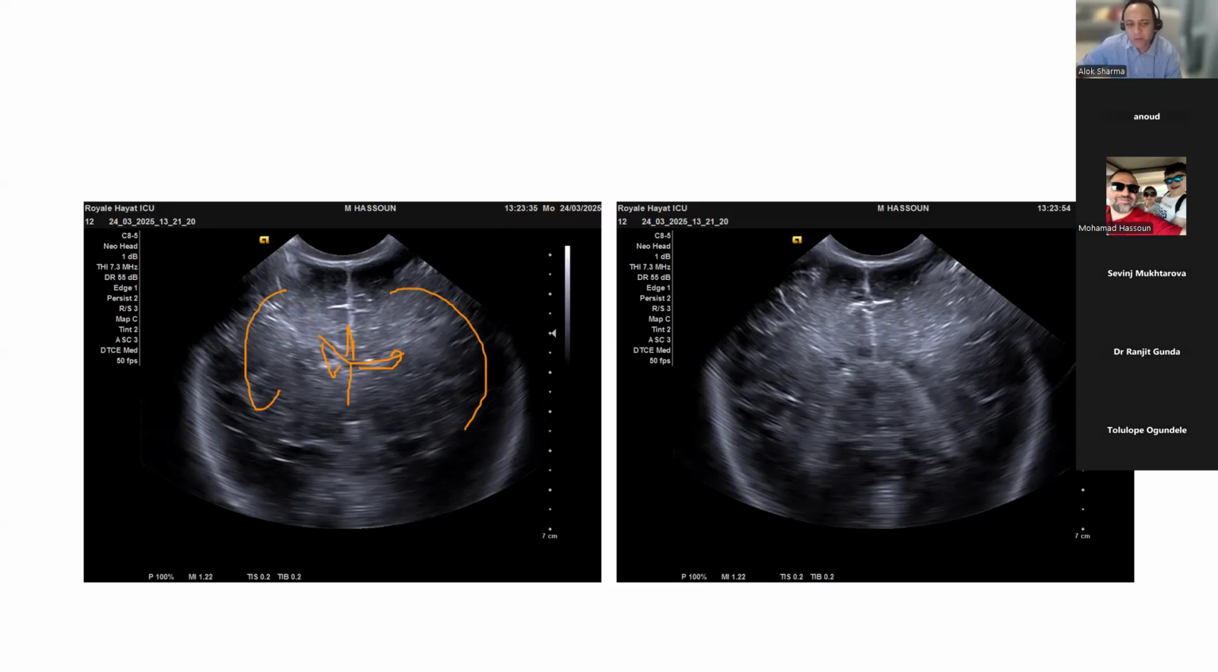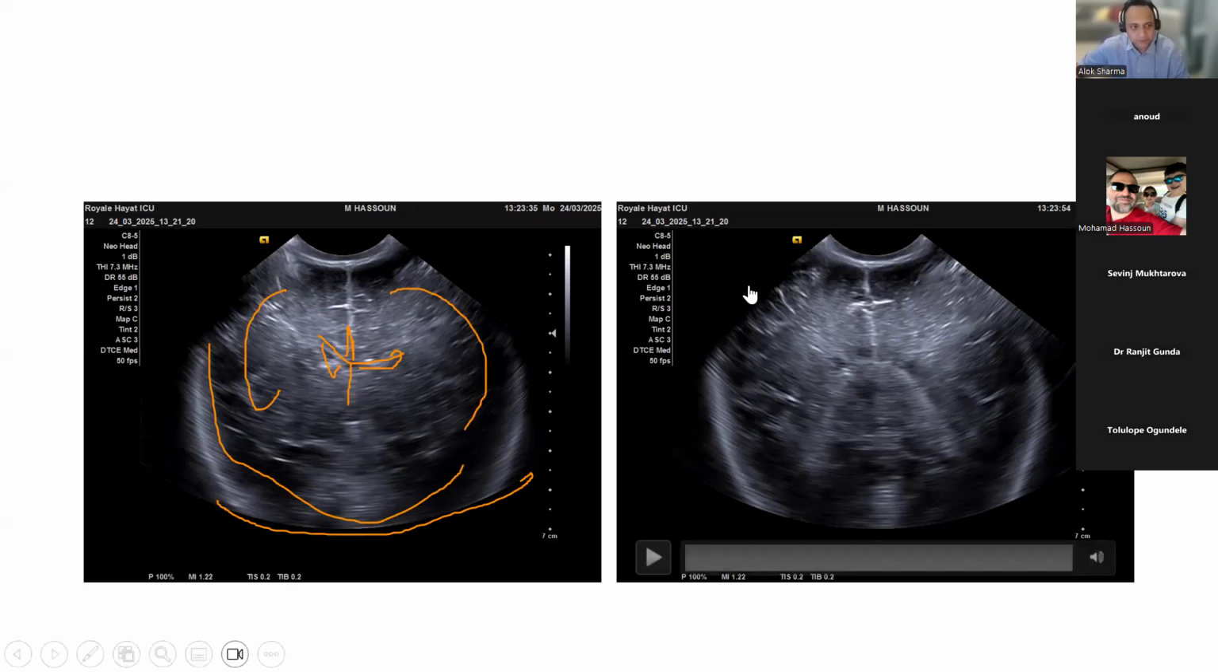My only comment is that we're losing the back of the brain. We just have to reduce our depth a little bit so that we can get the whole of the brain into the image. But it's a beautiful image.